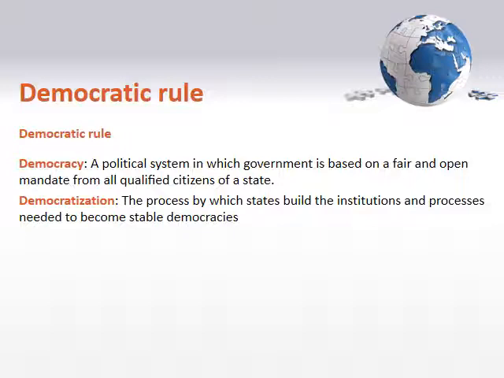The term democratization is the process by which states build their institutions and are able to become democracies. So as states emerge, in some cases, from authoritarian systems, there's a process toward democratization. You don't get there right away. You need to build up certain institutions. There's a lot more to democracy than just simply having elections.